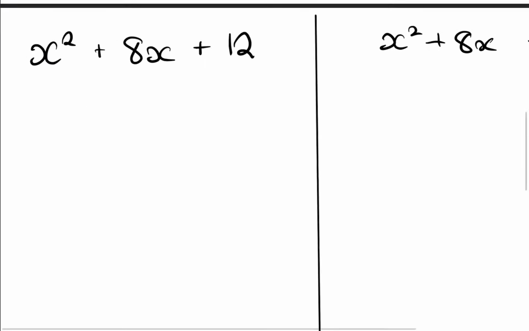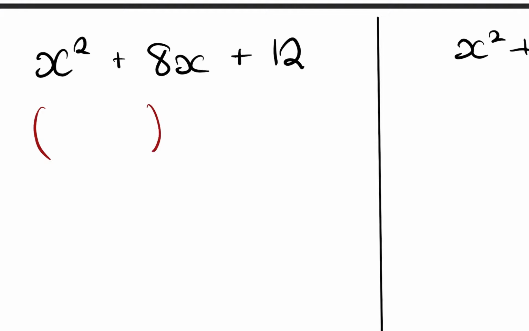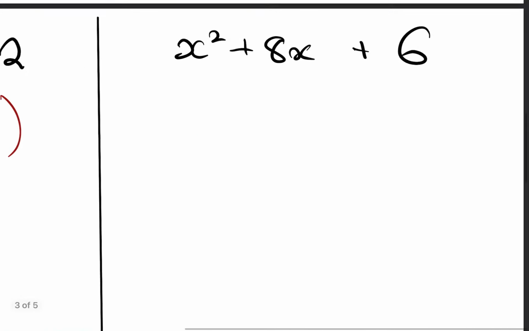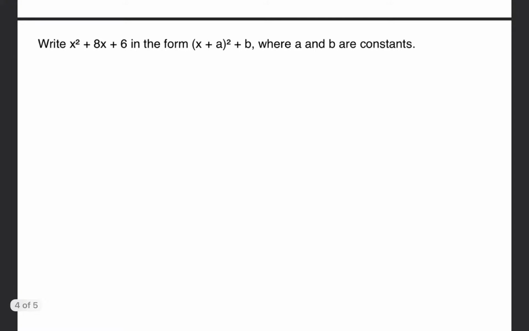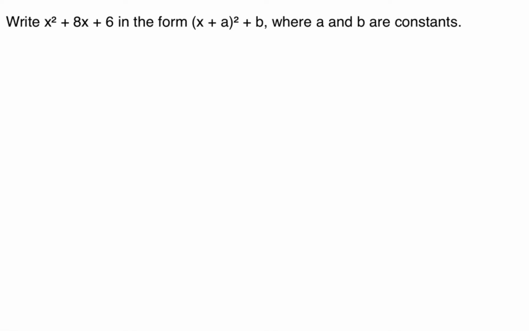So as I just described earlier, we can factorize this one like so. But what happens here? We can't, none of our factors of 6 add up to 8. So let's have a look at the question. x squared plus 8x plus 6 in the form x plus a all squared plus b, where a and b are constants. So what we do, we take what is known as our b value here, and if you don't know what I mean when I say b, it's this format here.